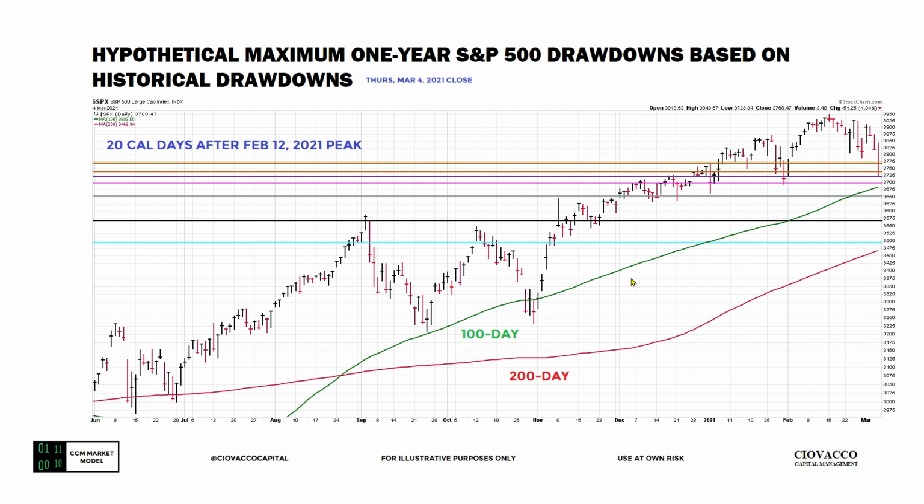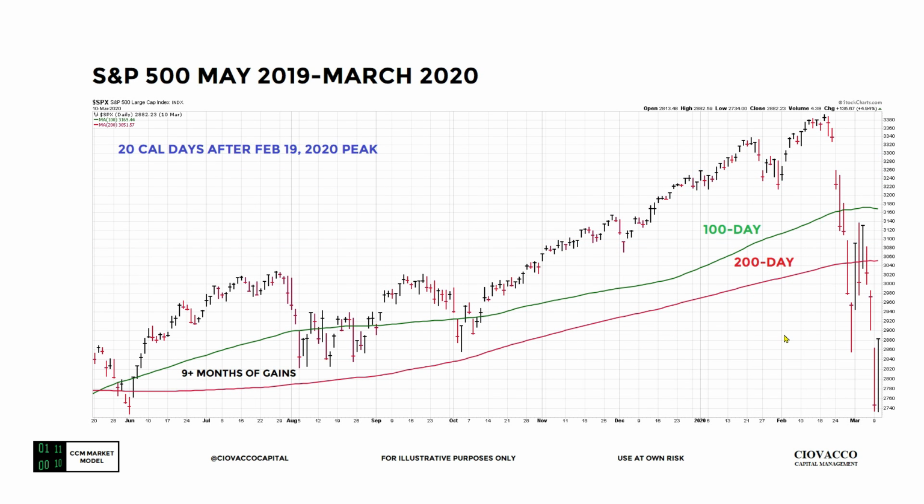Was price still above an upward sloping 100-day? And was price still above an upward sloping 200-day? The answer is absolutely positively no. 20 calendar days after the February 19th peak here, the chart looked infinitely worse. This is hot knife through butter through the 100-day, hot knife through butter through the 200-day.